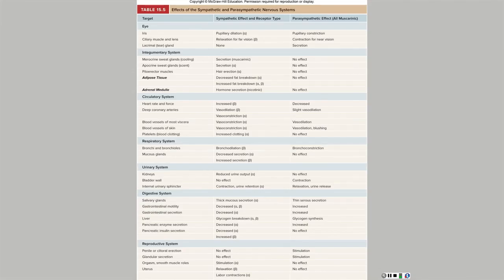And here is a more detailed one. I do not expect you to know these. This is just to kind of give you an idea of what the sympathetic versus the parasympathetic do at different parts of the body.